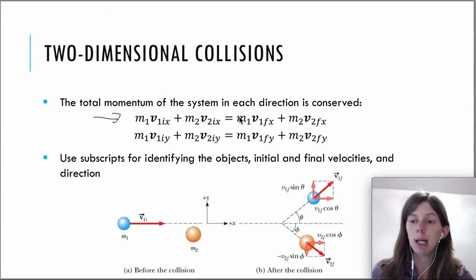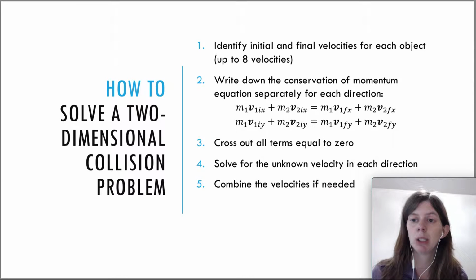So then we have equals m1 v1 final x plus m2 v2 final x. So it's just the same equation, we just have this extra subscript, and then we have the equation again for the y direction. So there's really nothing new here, just that we have an extra subscript, but we're going to solve two-dimensional problems just like we did one-dimensional problems.